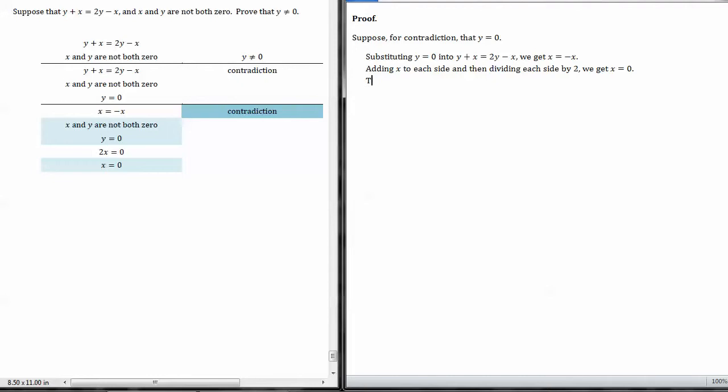And this contradicts our given, right? The fact that x and y are not both 0. So we're done, and we can sum it up by saying, therefore, y is not equal to 0. We supposed it was, we got a contradiction, therefore it's not.